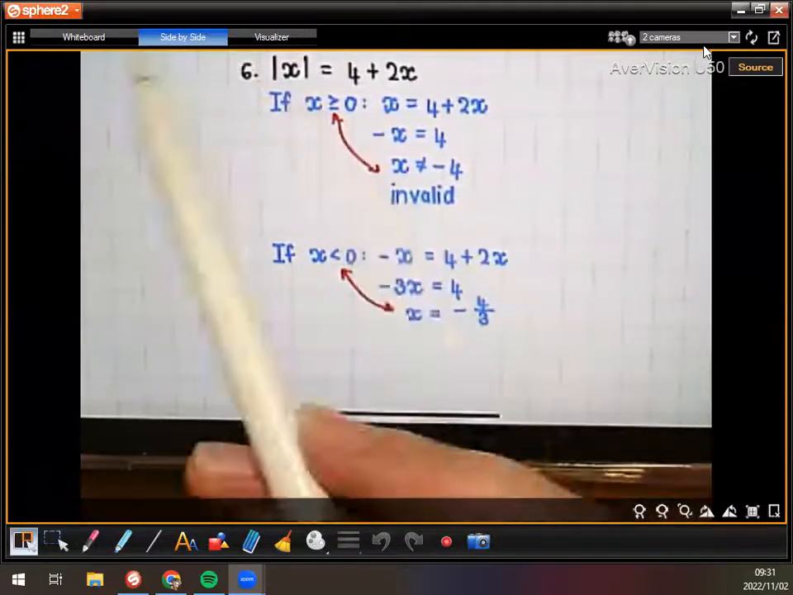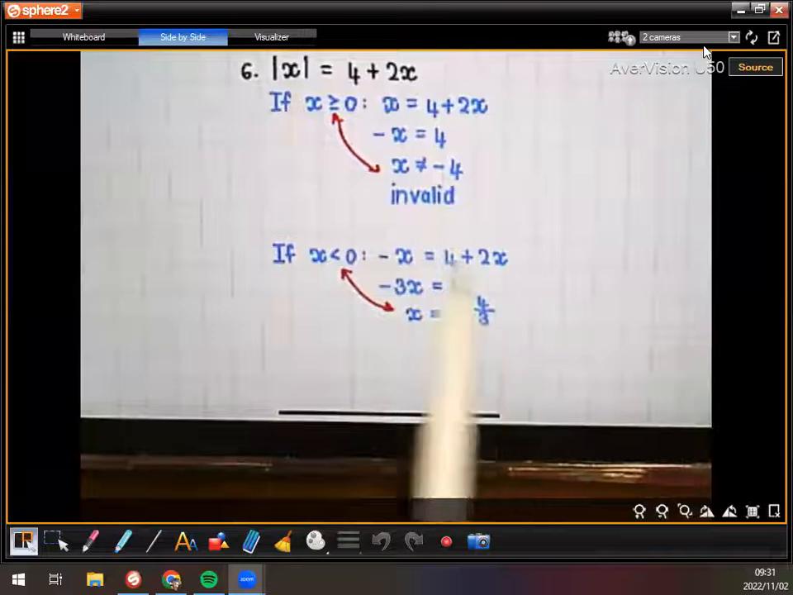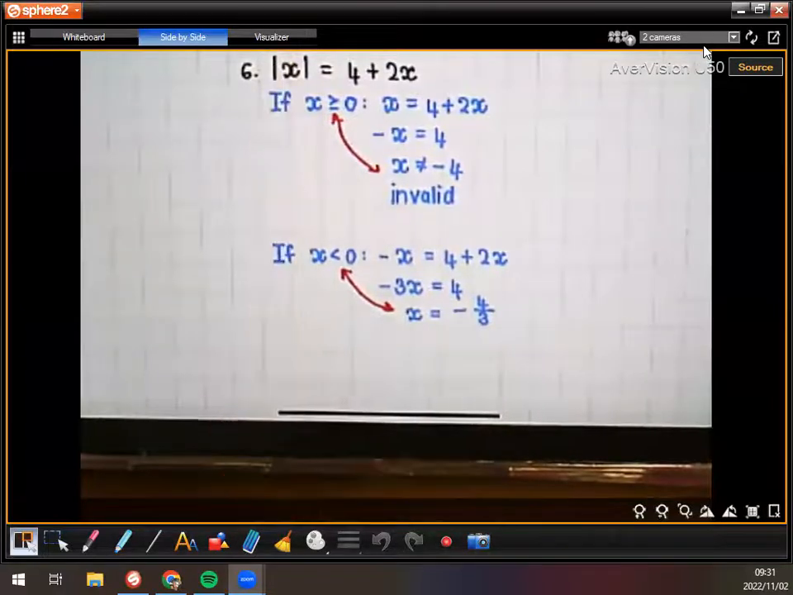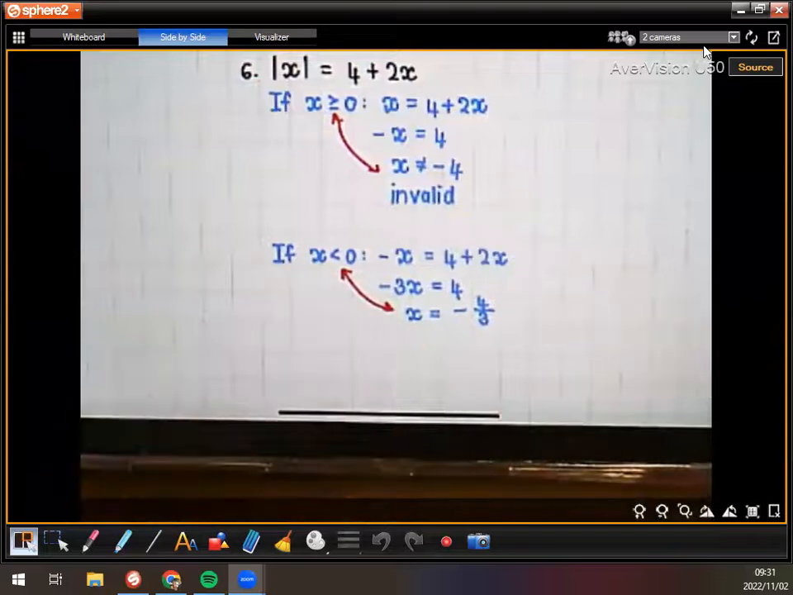If you want to, you can check. We can say the absolute value of negative 4 over 3 is 4 over 3. And if you sub that in, you also get 4 over 3. So there are two ways in which you can check, guys. You check whether your answer corresponds with the condition that you stated. That's the first thing. If you're not sure, then sub it in and see if it makes both sides equal.